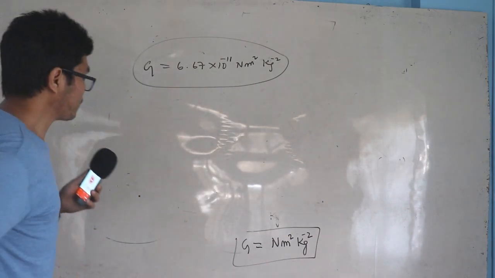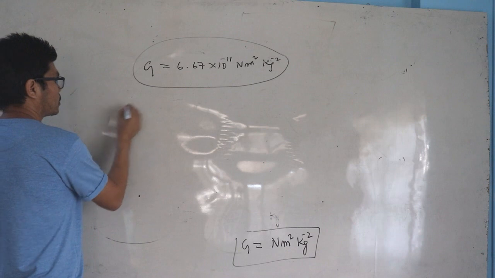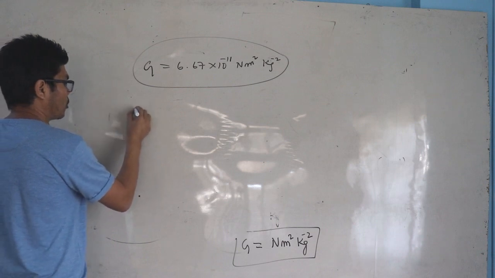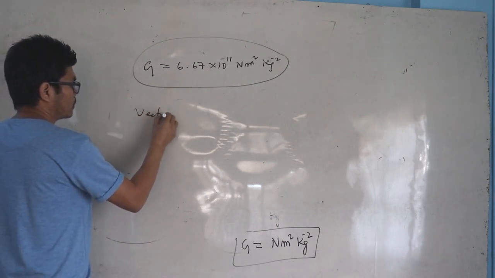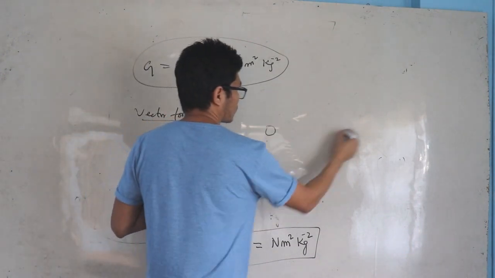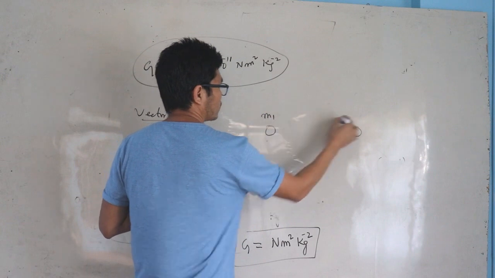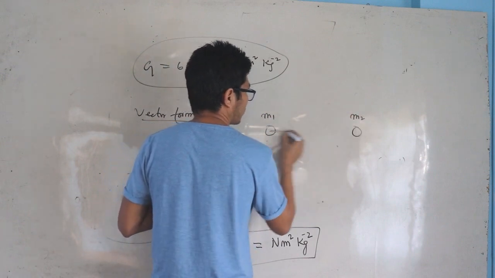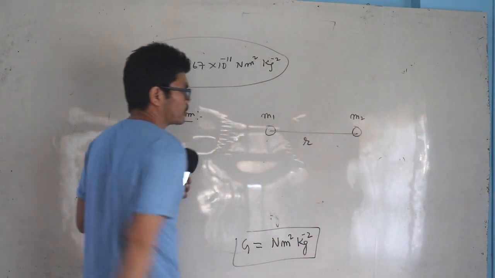Next, we'll see the laws of gravitation in vector form. In the vector form here, consider two masses like this. This is your m1, this is m2. The separation as before is equal to r here.